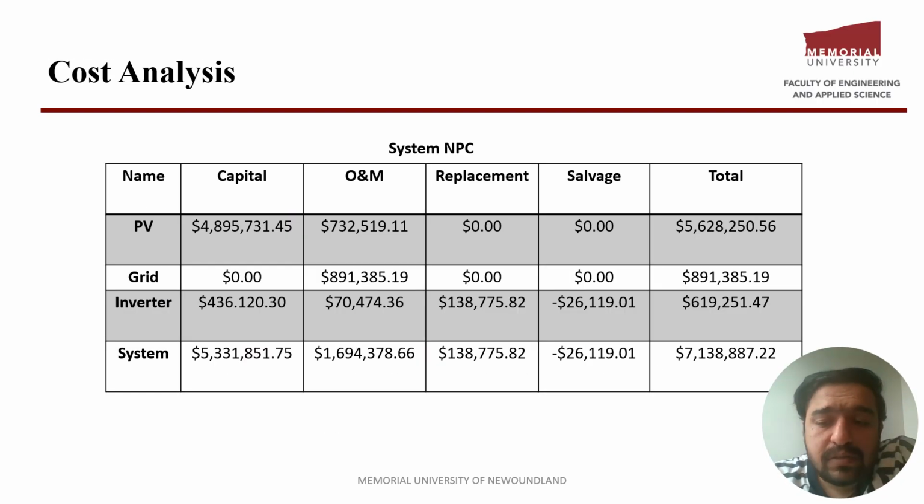Financially, the system is viable. The total net present cost is $7.14 million. The capital cost is 5.3 million and the operating cost is 1.69 million. The levelized cost of electricity is $0.101 per kilowatt hour, which is competitive compared to the grid electricity.